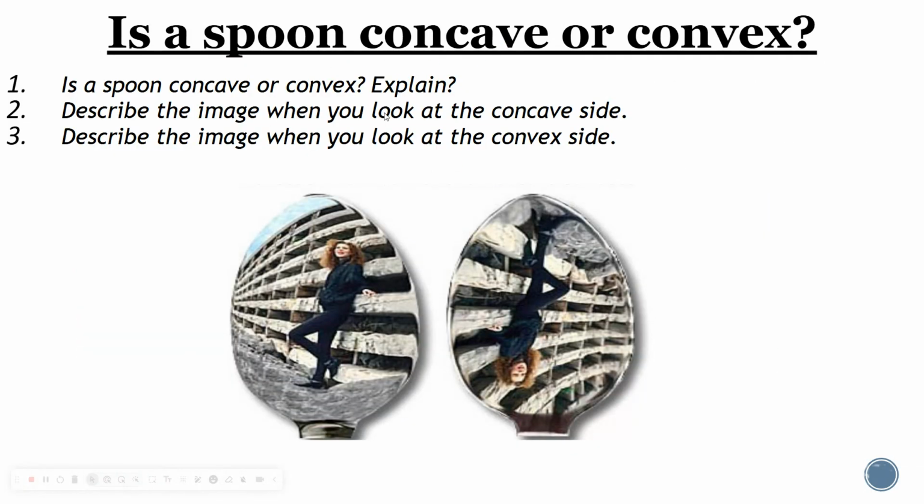So part of your experiential learning that I'd like you to do is just examine yourself in a spoon. Take a look at a spoon, both sides, and answer these questions. Is it concave or convex? Explain. How do you know which side is concave and convex based on the image characteristics? Describe what the image would look like in a concave side and in a convex side. Take a minute to just explore and see if you can tell that and explain it to somebody around you, the two curved mirrors within the spoon.